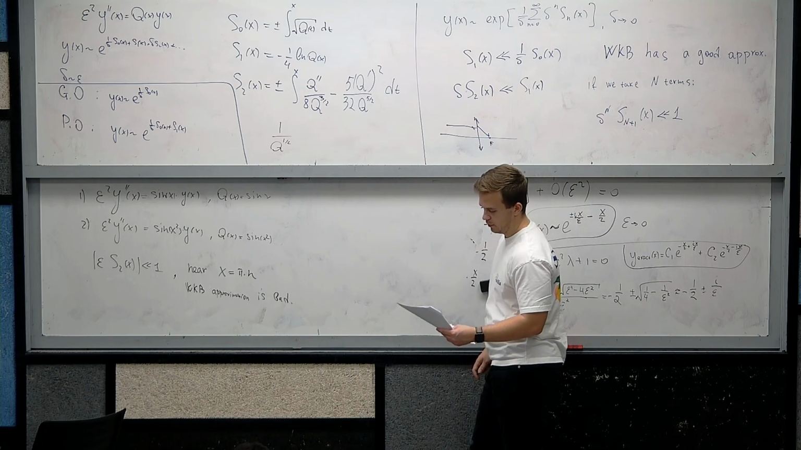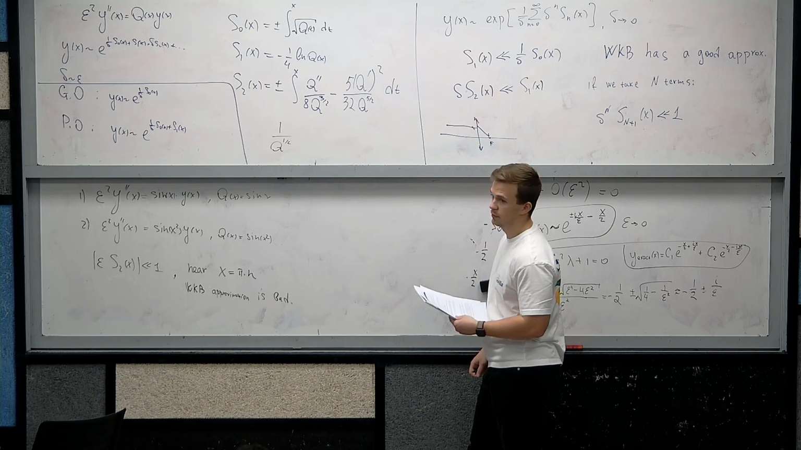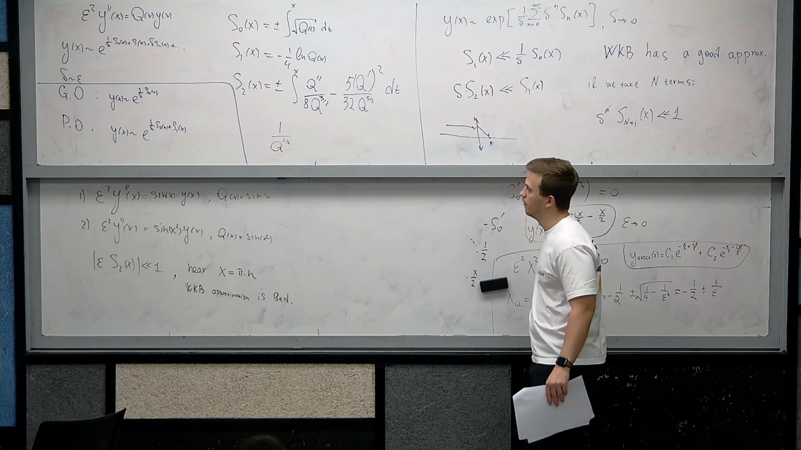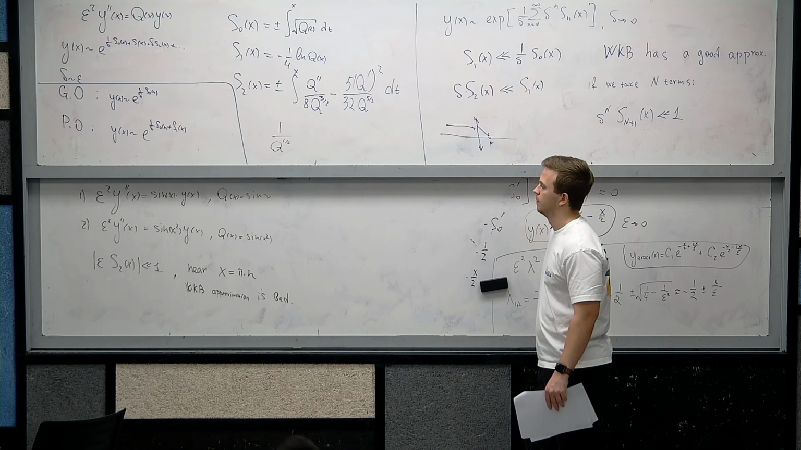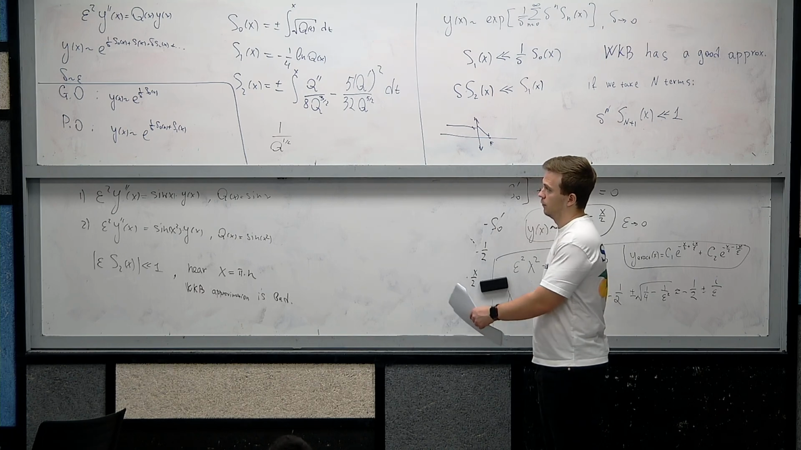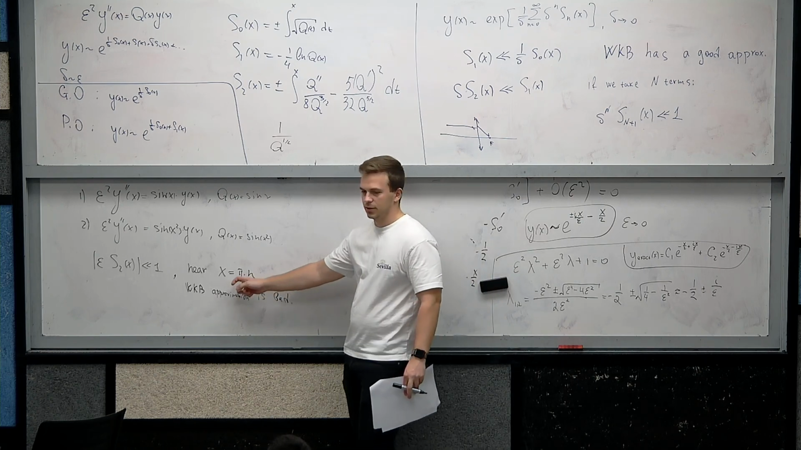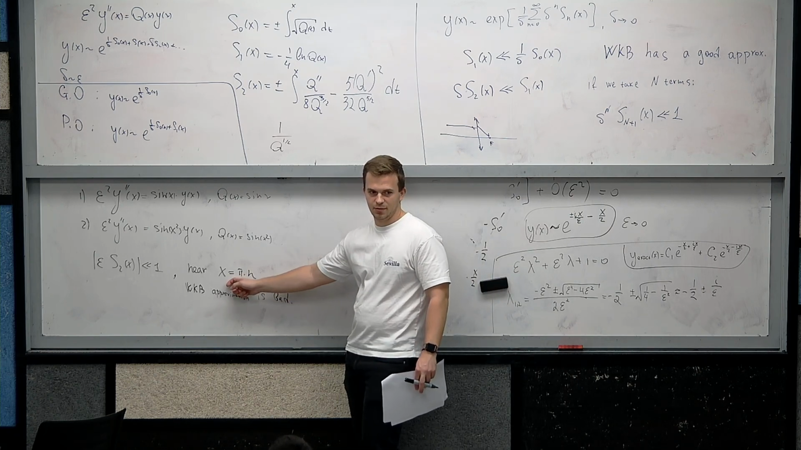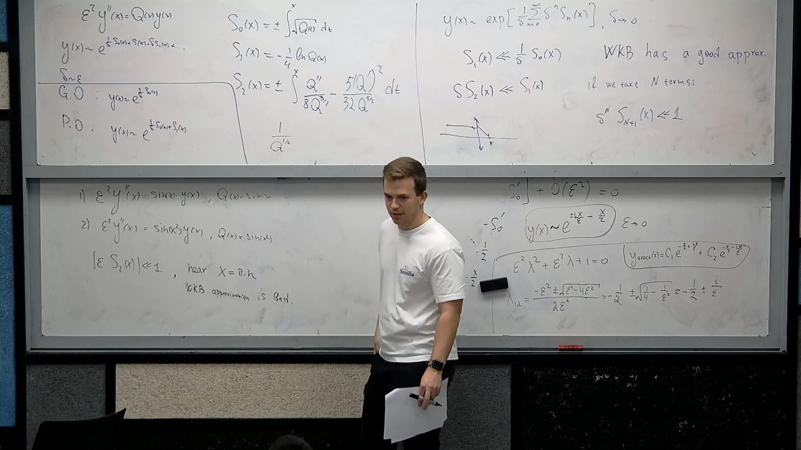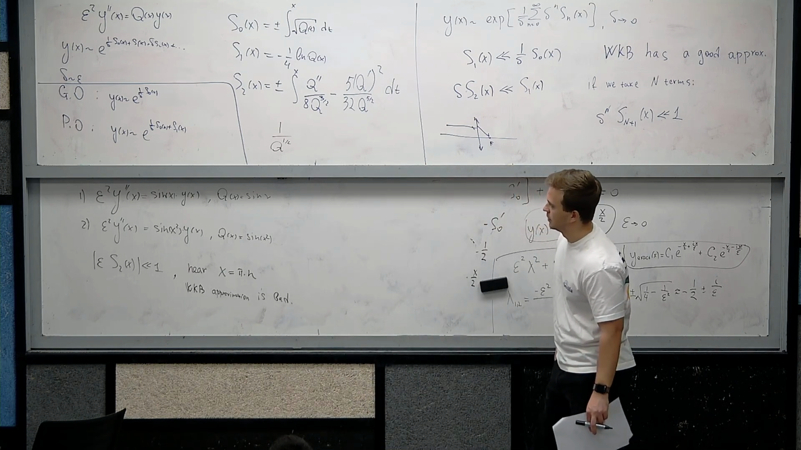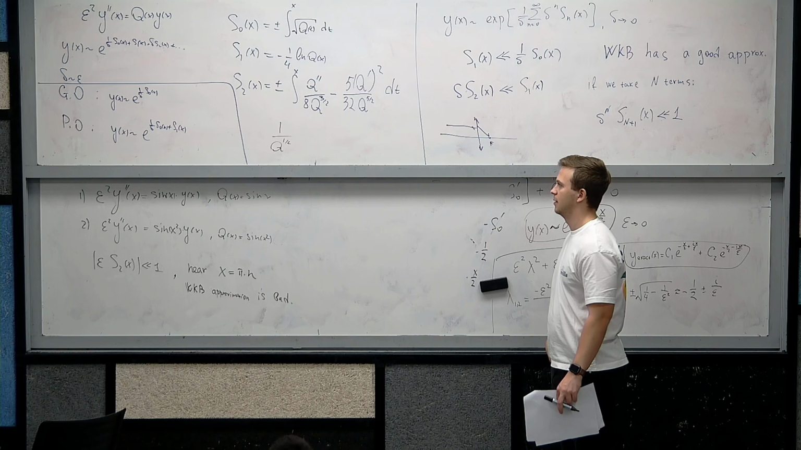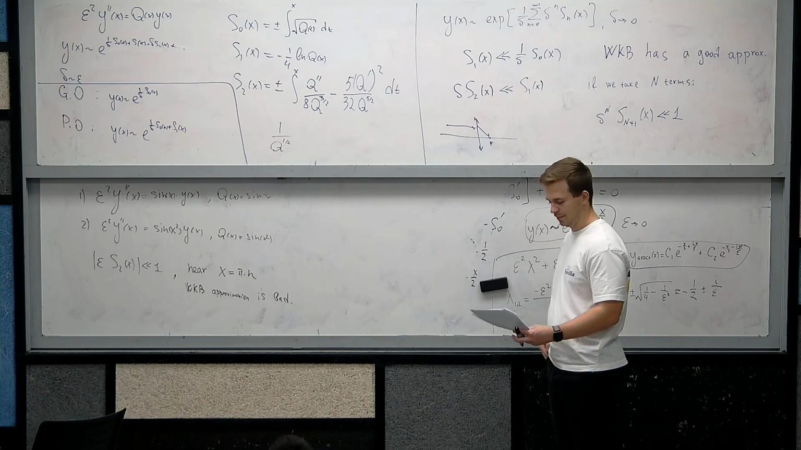So now, is WKB accurate when x goes to infinity? Let's fix it. When x goes to infinity, you constantly cross this forbidden point. The same. So that's why it's not valid. You can't use WKB when x goes to infinity.